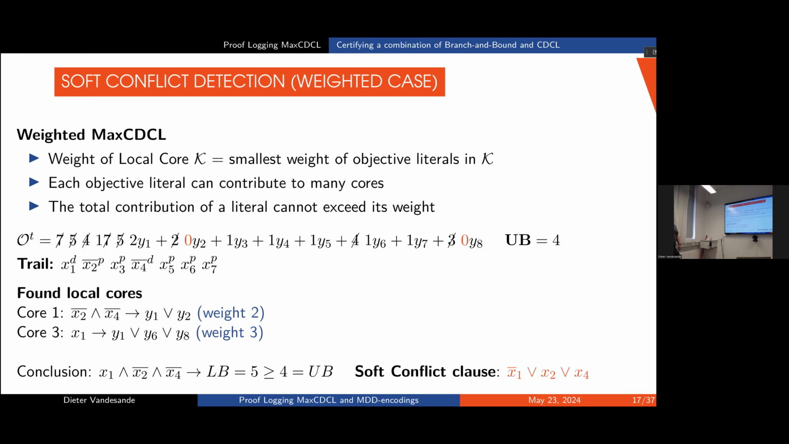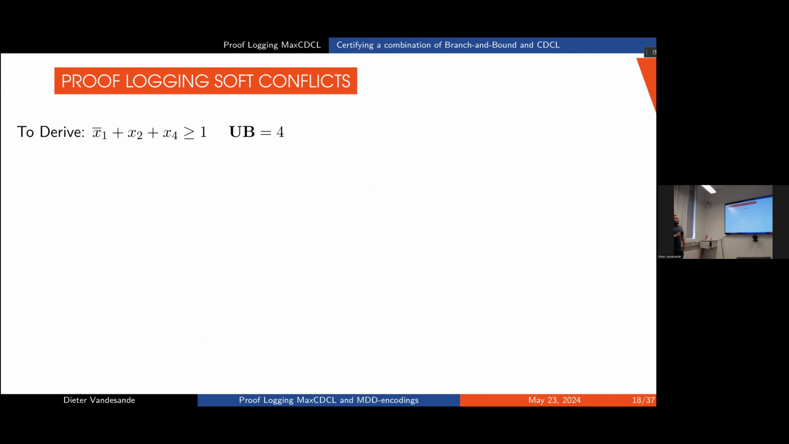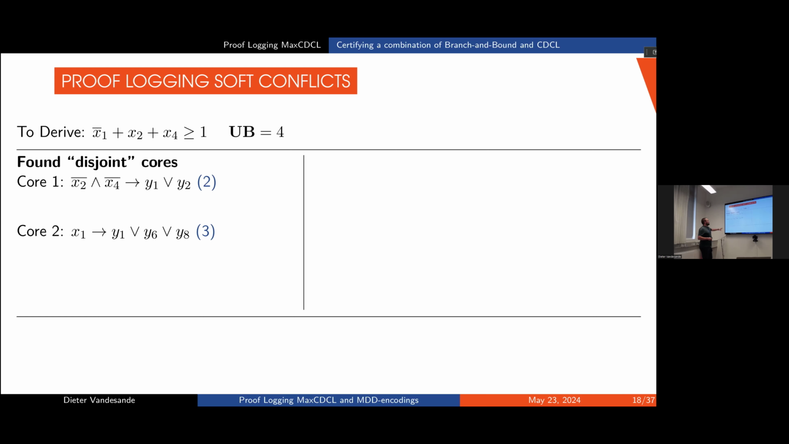So that's our conclusion. We again learn a new clause that prevents the same conflict from happening again. So how do you want to certify that? How do you want to prove that? Well, we have found these 2 cores. We can write them easily into the Boolean constraint.